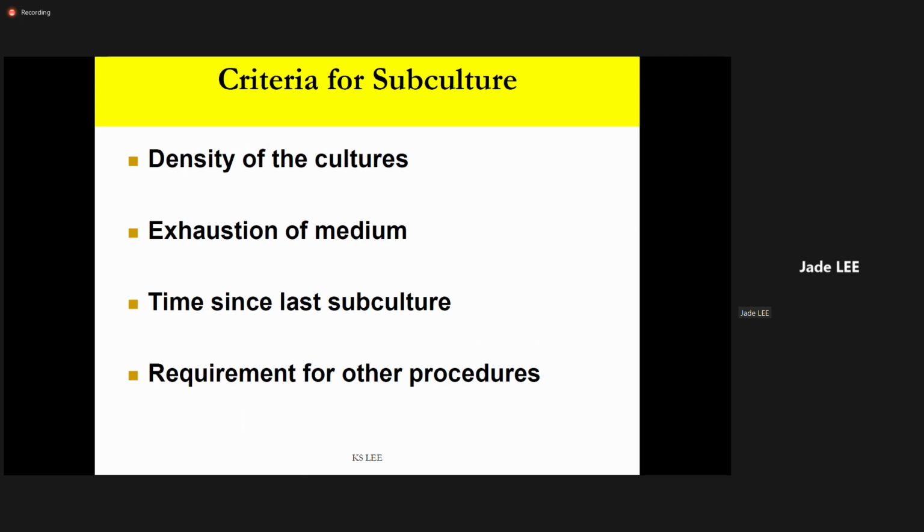And also the requirement for other procedures. For instance, you subculture this cell and suddenly you say, oh, I want to test certain parameters of the cell. Maybe your supervisor asks you to test, for instance, a toxicity experiment, or to test the nutrient requirements of the cell. So what you need to do is subculture the cell again so that you have a fresh batch of cells for the new experiment or other procedures.